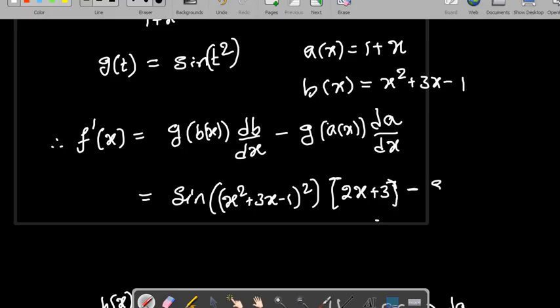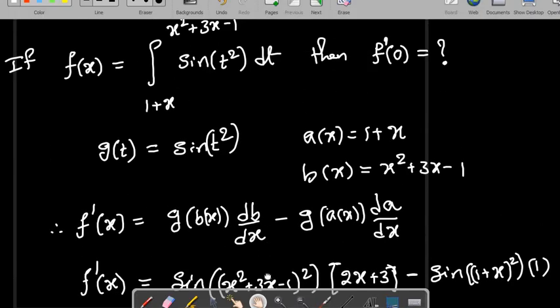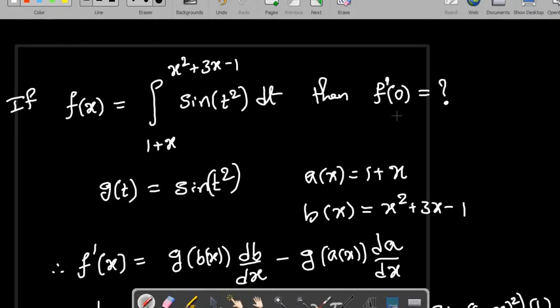minus g of a. So a is 1 plus x, so it is sine of (1 plus x) whole square, and the derivative of 1 plus x is 1. Okay, so this is what f dash of x is. But what is the question? The question is find f dash of 0.